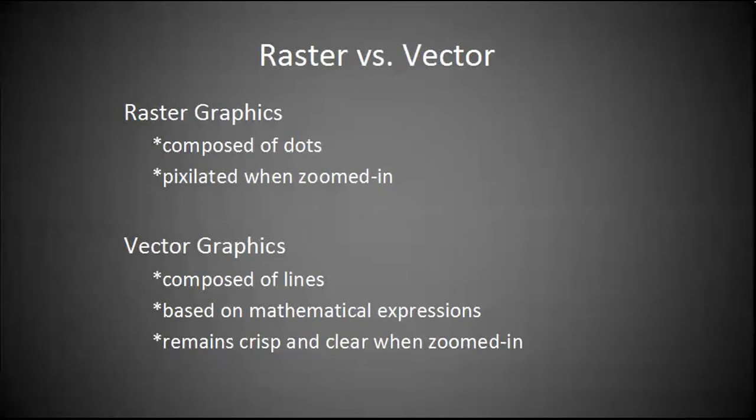A raster graphic is composed of dots. These dots are grouped close together in varying blocks of color in order to form an image. For instance, if you were to zoom in on a digital photo, it would become pixelated and grainy. On the other hand, a vector graphic is composed of lines based on mathematical expression. This means that you can zoom in infinitely and the vector graphic will remain crisp and clear.